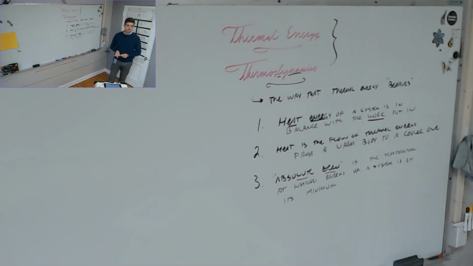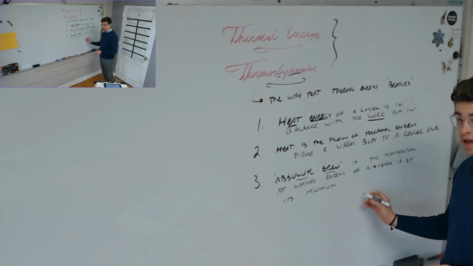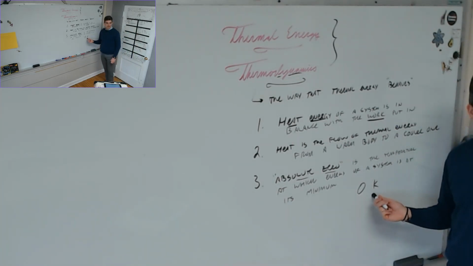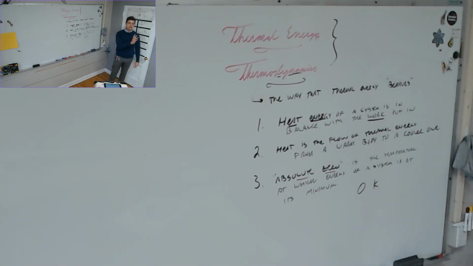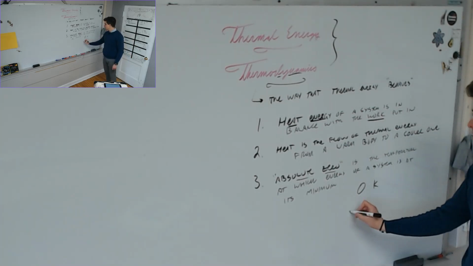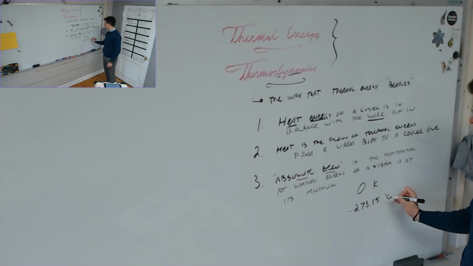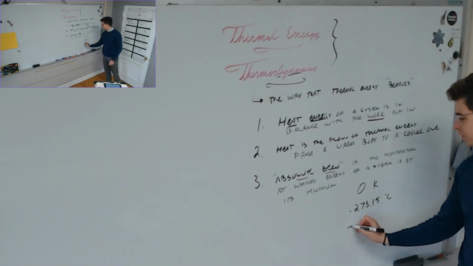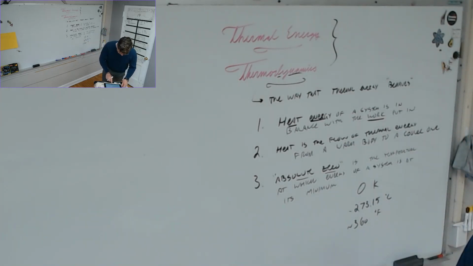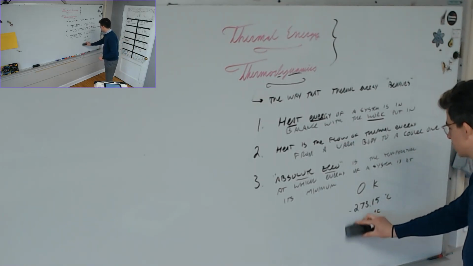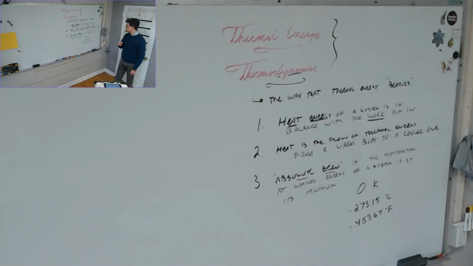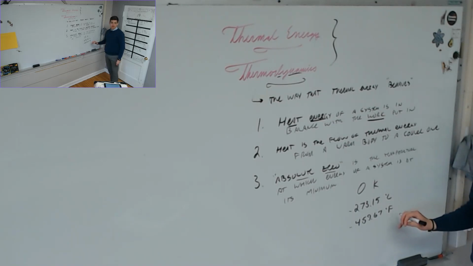Have you heard of the temperature absolute zero before? Yeah. The definition is that it's 0 Kelvin. We use the Kelvin scale a lot in science because, by definition, this scale cannot have a negative. The minimum amount of heat that a system can possibly have is 0 on the Kelvin scale, and therefore there can't be a negative. But it's about negative 273.15 degrees Celsius, and negative 459.67 degrees Fahrenheit.